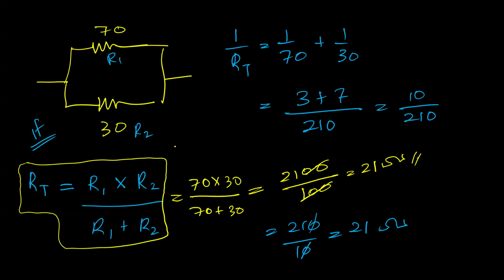The conditions are it should be parallel, two parallel, but different. If it is the same, we have the easiest method, the first short method: if the values are the same. If it was 70 70, 70 divided by 2. If it was 30 30, 30 divided by 2. But if it is parallel and different, and if there are only two, easily we can use this method.